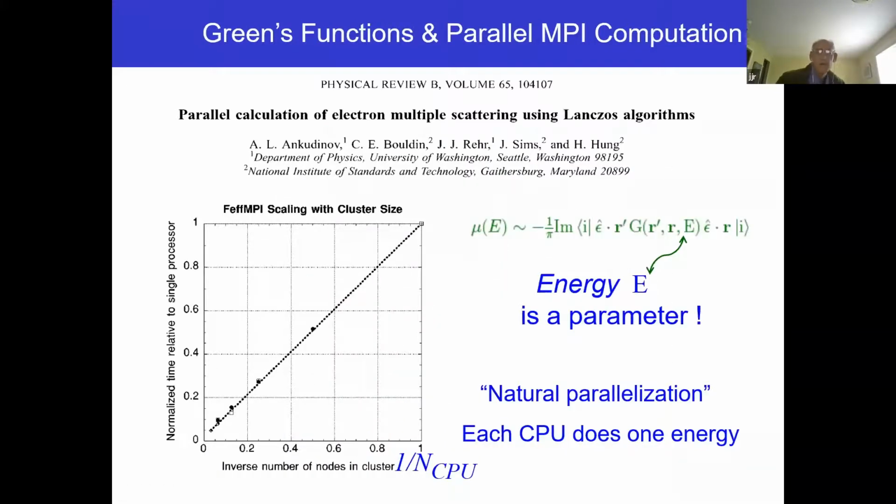There you go. Another beautiful thing about this formalism is that the energy in the Green's function is really just a parameter. There are no eigenvalues. And it's similar to the way we measure spectra in a laboratory. We just have a whole bunch of energy points. As a result, the theory can be naturally parallelized. And if you have a computer that has a whole bunch of chips in it, you can give each chip a different energy and calculate the whole spectra very quickly.